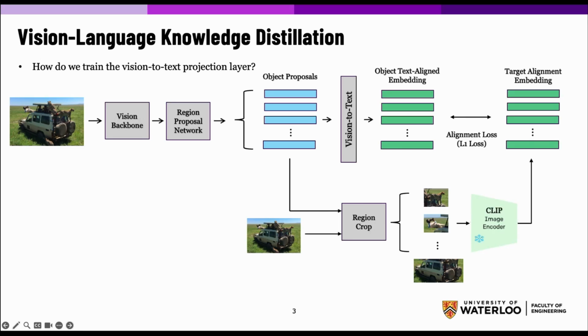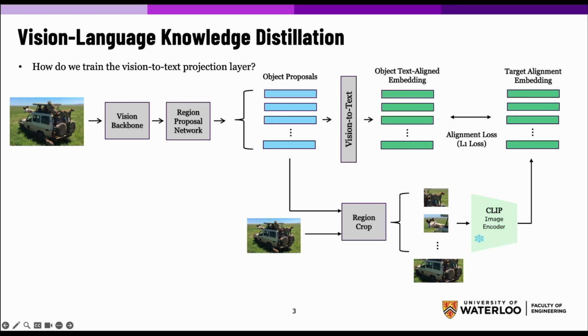Then what we do is we take the image encoder from CLIP and we produce sort of our target alignment embeddings. The goal is that we want to align, or make equal, the projected text aligned embeddings and the target, right? And what we can do is during training we can add an alignment loss. Typically, you can just use a similarity loss or an L1 loss. And what that does is it forces this vision to text projection layer to produce text aligned features from object proposals.